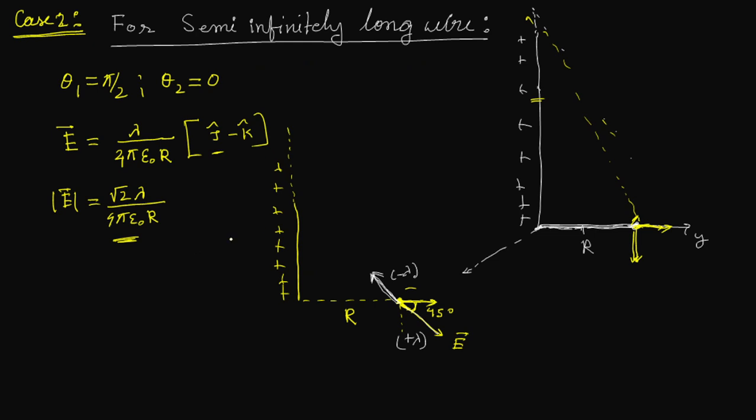Then the second case, if it is semi-infinitely long, then the magnitude of the electric field will be root 2 lambda divided by 2 pi epsilon r, and the direction will be along this direction if the source charge is positive. If the source charge is negative, then the direction will be this direction.